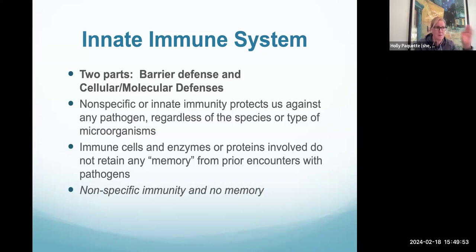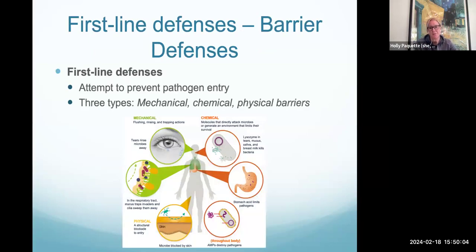So whether I'm exposed to the common cold tomorrow or I'm exposed to measles, my innate immunity looks at them both as foreign and wants to get rid of them, nothing more than that. So as I said, the first line of defense is what we call our barrier defenses.